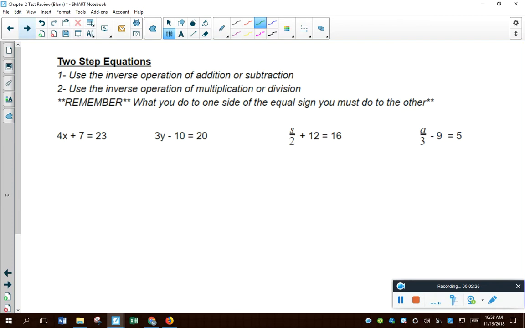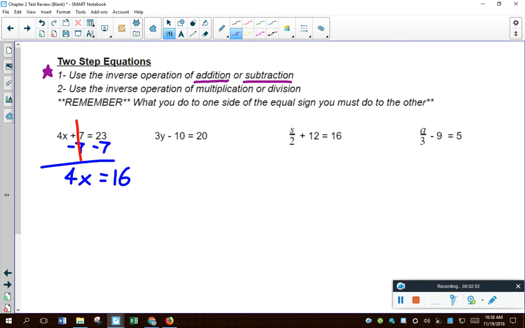The second section we have is two-step equations. Our first step is to use the inverse operation of addition or subtraction. So in our first example, I have 4x plus 7 equals 23. To get rid of a plus 7, I'm going to subtract it from both sides. The 7's will cancel, and we're left with 4x equals 23 minus 7 is 16.